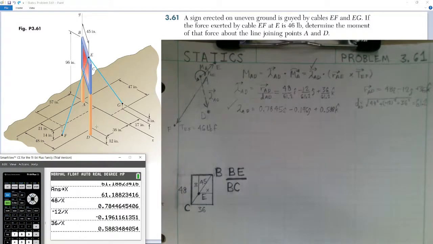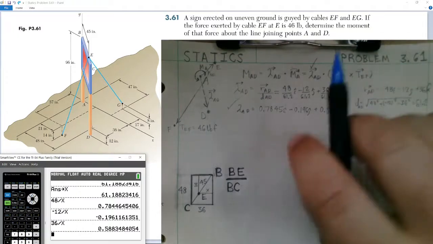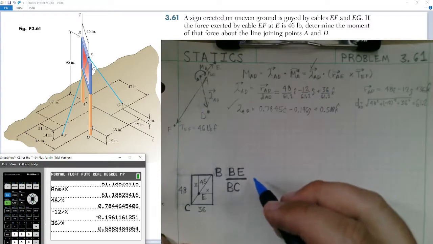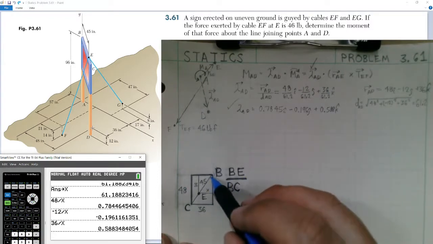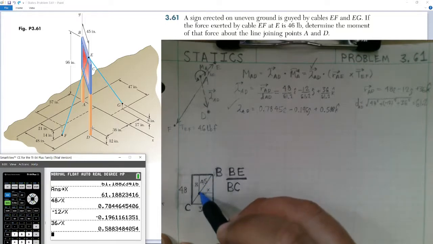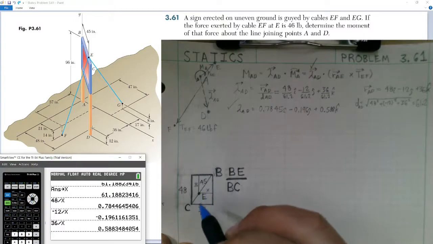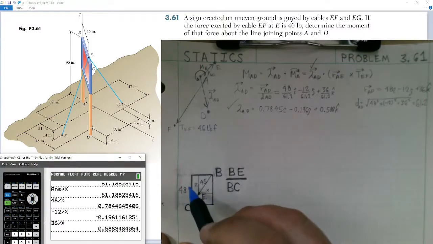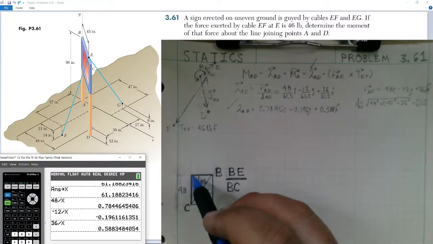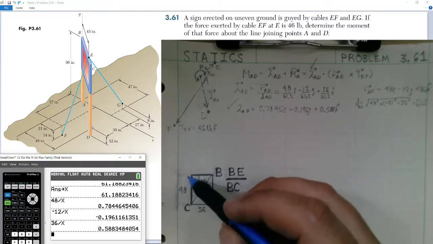We need to break this into its x component in the x-axis and z component in the z-axis. So I've gone ahead and drawn this diagram down here. If you'll notice, looking at the sign from the top, we have our 45 position, and we have our x and our z component we're trying to find at point E. We have 36 given going from B to C, and 48 given in the x direction, close to the z-axis.